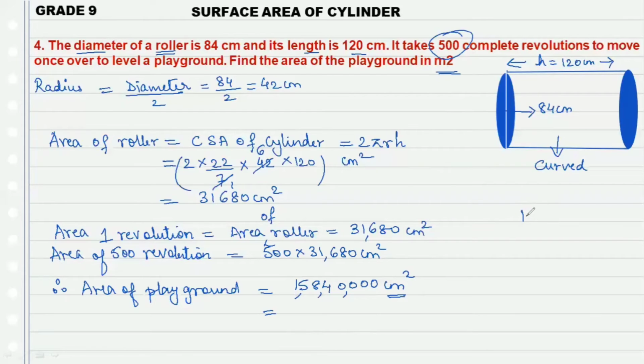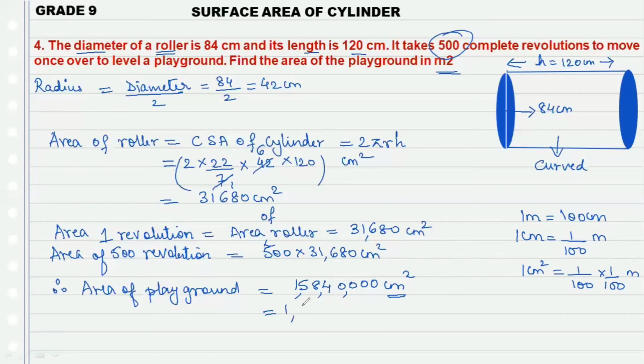We know 1 meter is 100 centimeter. So it means that 1 centimeter is 1 by 100 meter. Here it is centimeter square. So 1 centimeter square will be 1 by 100 into 1 by 100 meters.